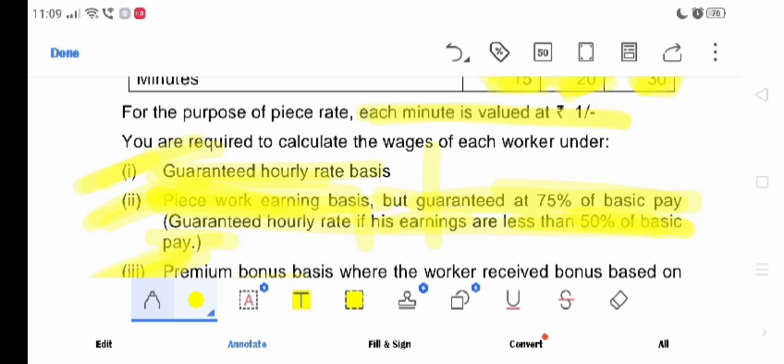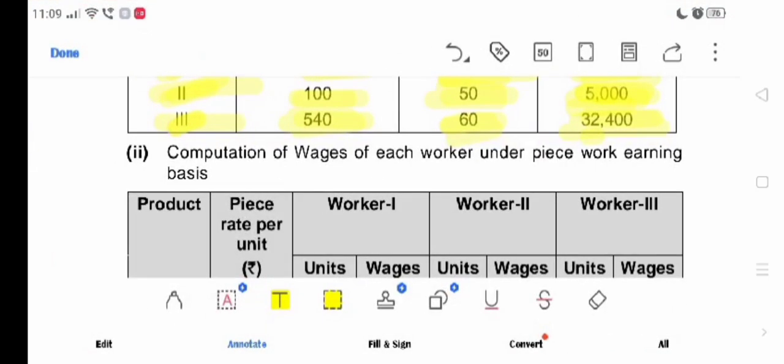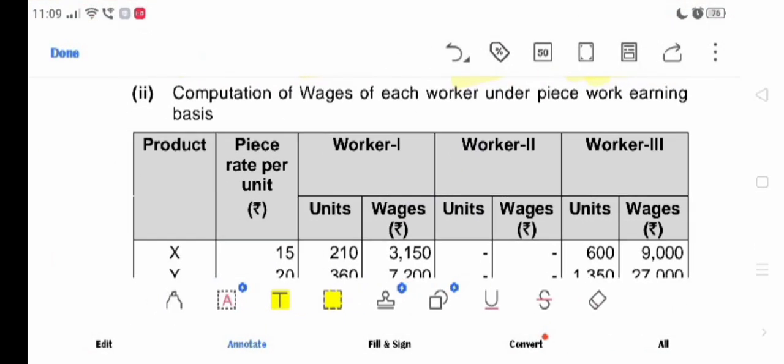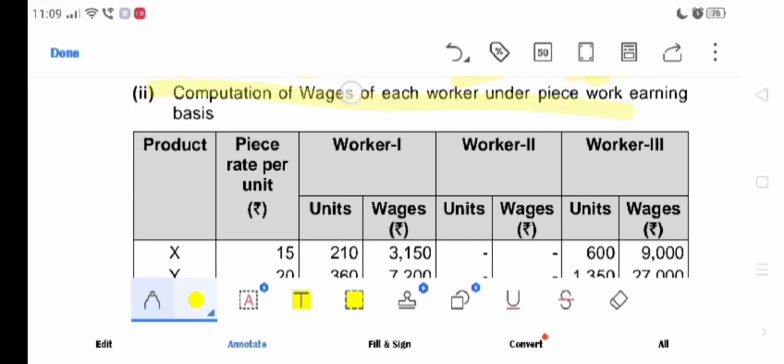So first of all, we are going to calculate the earnings by this method and see whether they are less than 50% of basic pay. Okay, so now let's see here. If you don't understand, we'll do it here so that you can understand better. So, computation of wages of each worker under piecework earning basis.